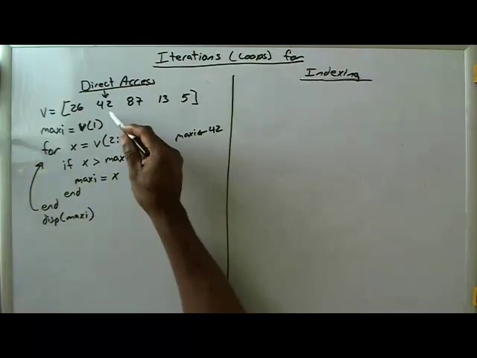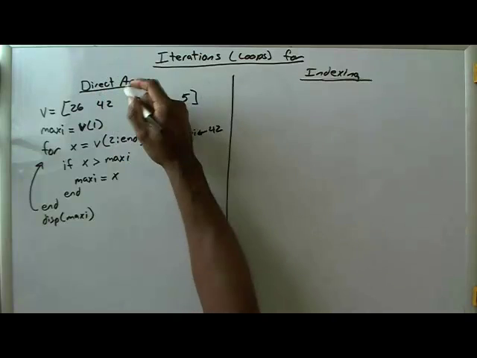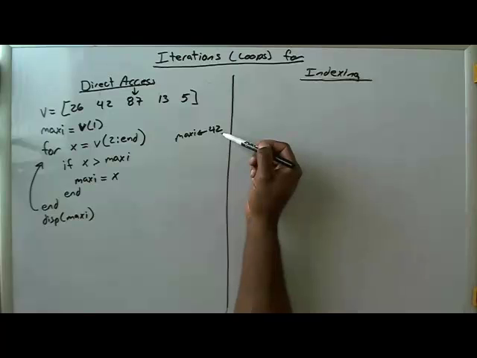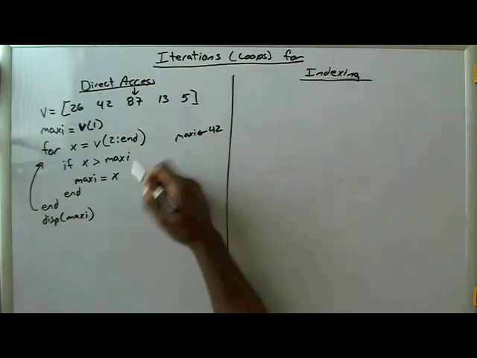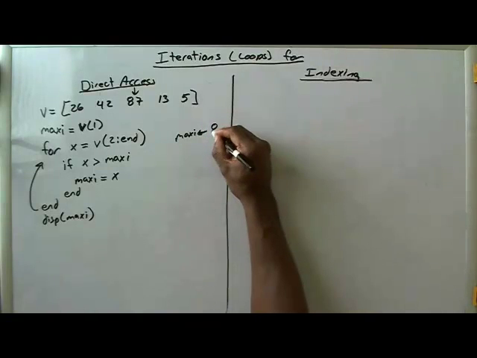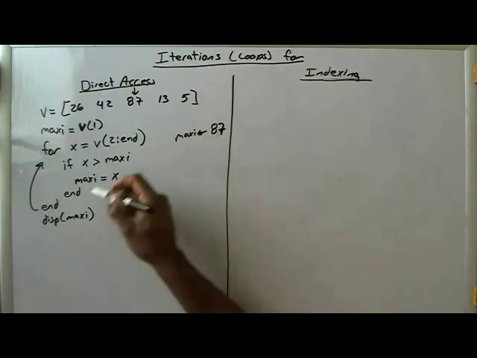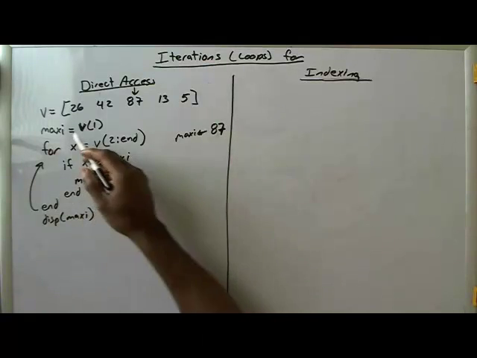Now x equals the next value in the vector, which is 87. Is 87 greater than the present value of maxi, which is 42? Yes, it is. So now maxi equals x, which was 87. So we go back up to the loop.